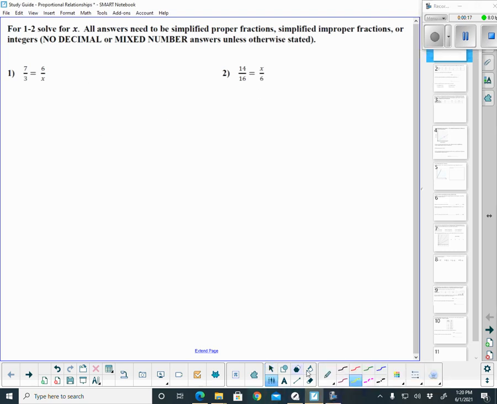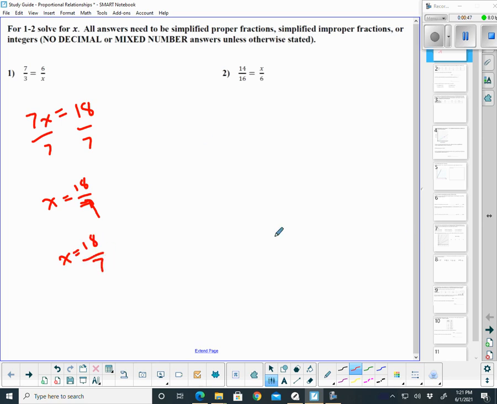So, for the first problem, we can use cross products to help figure out the answer. So 7 times x is 7x, and that's going to equal 3 times 6, which is 18. To solve for x, we would divide both sides by 7, and you'd get x equals 18 over 7. That can't be simplified. So there's your answer. Sorry for the poor handwriting. X equals 18 over 7.